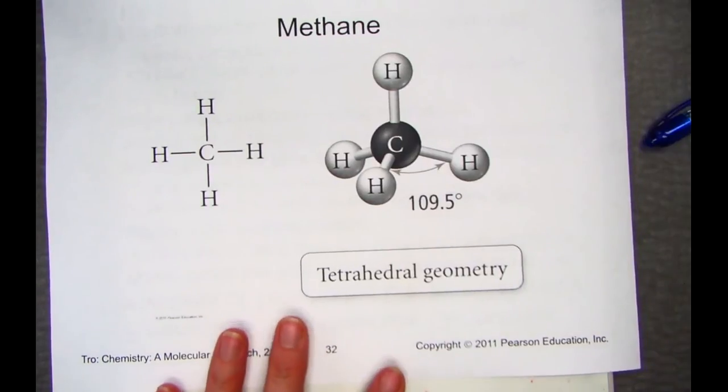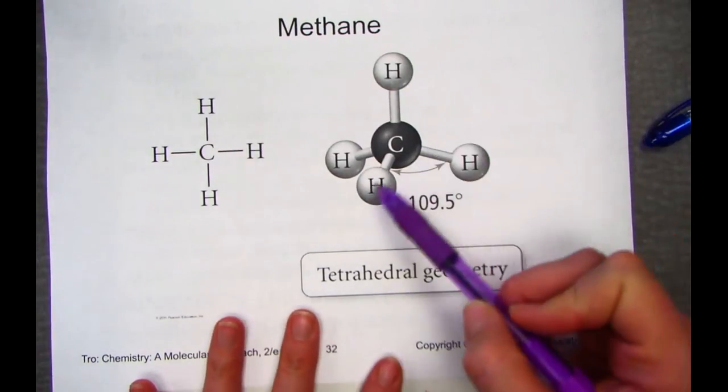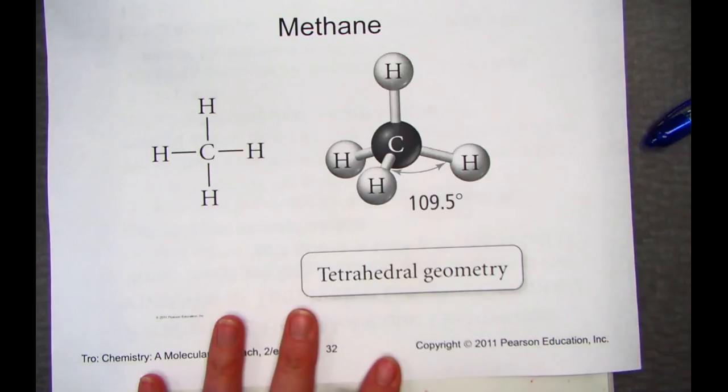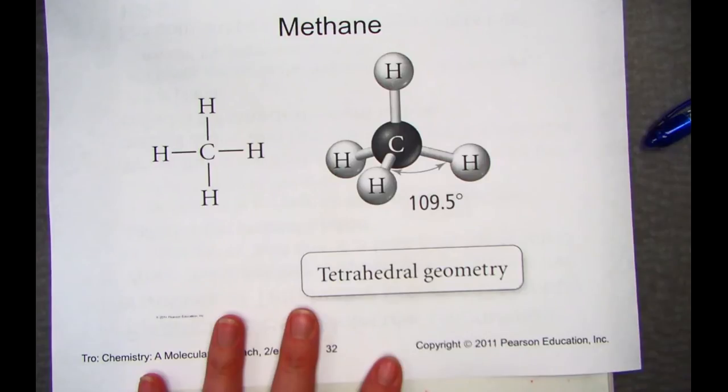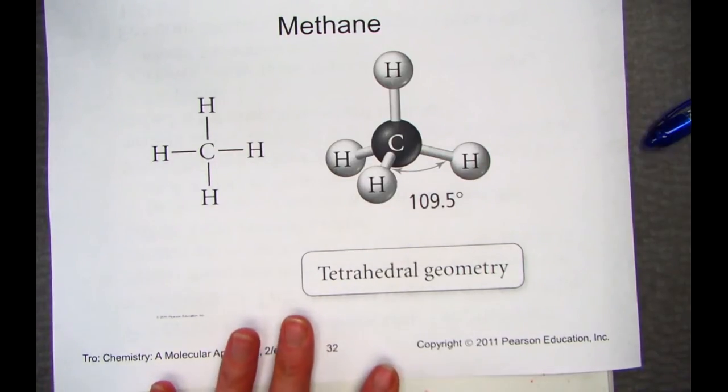Here's a picture of a methane molecule. Perfectly symmetrical, we would call that a nonpolar molecule. Look up, look down, look left, look right, they're all equal hydrogens, a perfect molecular geometry of 109.5 for a bond angle.